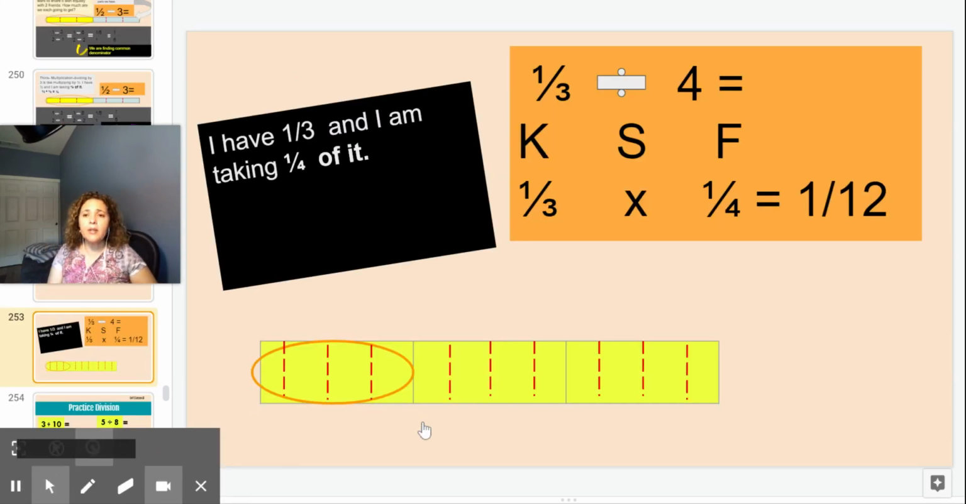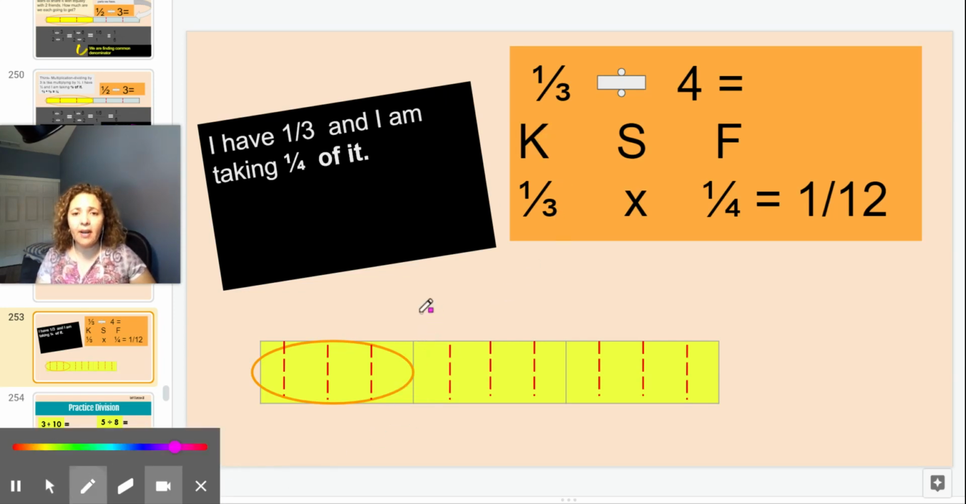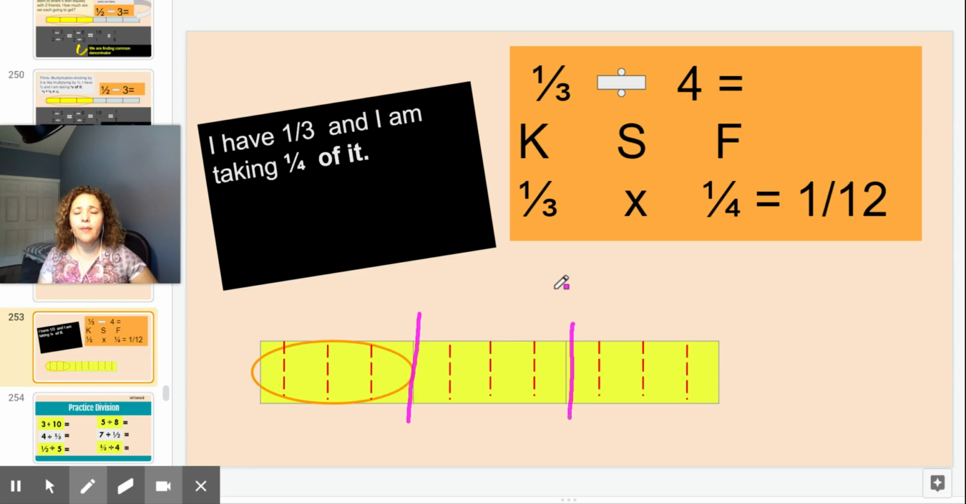All right, so I did both. I drew the picture, right? I have 1/3, so I drew my whole, and I divided it up into thirds. So here are my thirds. And then it said that I want to divide it by 4, right? So I'm dividing it by 4. So I divided each of my thirds into 4 equal pieces. And I'm taking this part of it right there.